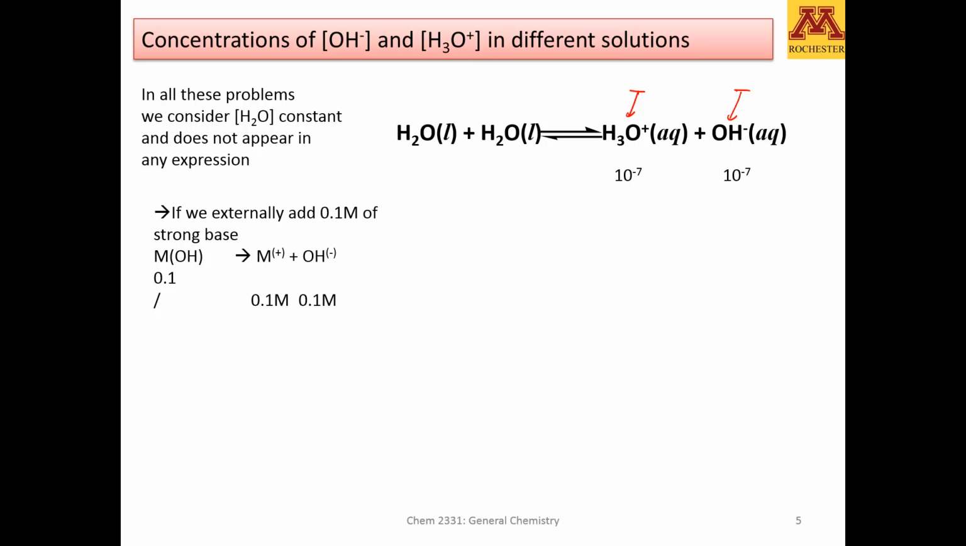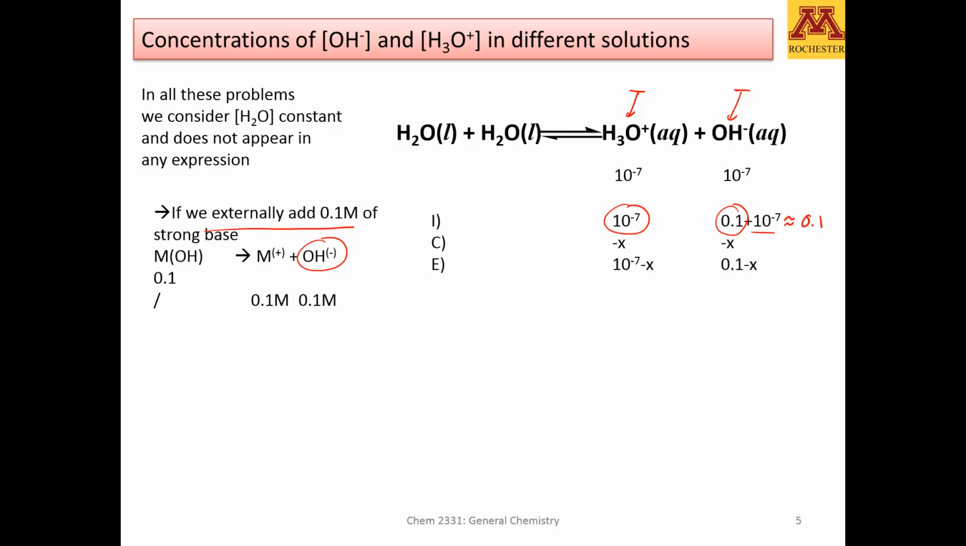Now let's do the same case as last video, but now we're going to calculate the concentrations of hydroxide and hydronium when we externally add 0.1 molar of strong base. If we have 0.1 molar of strong base, it means that we are literally adding 0.1 molar of hydroxide. So the hydronium will still be 10 to the negative 7 for pure water, and to the hydroxide that in pure water was 10 to the negative 7, we need to add the 0.1 molar that we have added because of the strong base. We're going to assume that this is pretty much just 0.1 molar, which it is.